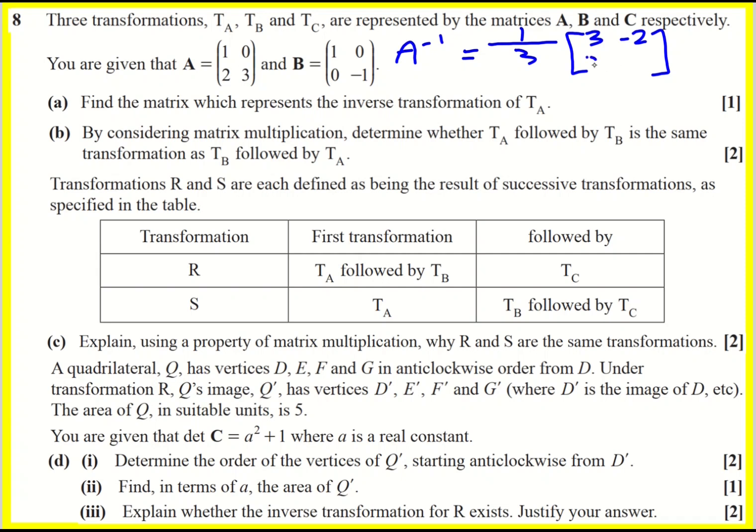The next one, I'm going to get 0. Actually, I don't need the minus because it's just 0. And I'm going to get 1 here. But don't forget I need to transpose it. So my final answer is going to be a third of 3, and we swap along this diagonal. So we get 3, 0, minus 2, 1.